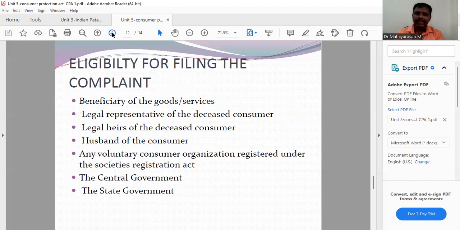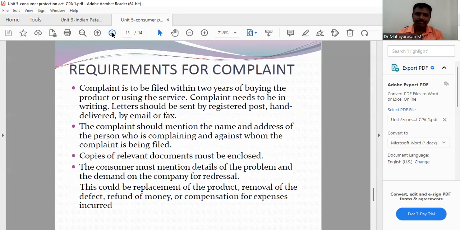The eligibility for filing the complaint: the consumer, any beneficiary of the goods or services, the legal representative of the deceased consumer, the legal heirs of the deceased consumer, the husband or wife of the consumer, any voluntary consumer organization registered under the Societies Registration Act, the central government, and the state government.